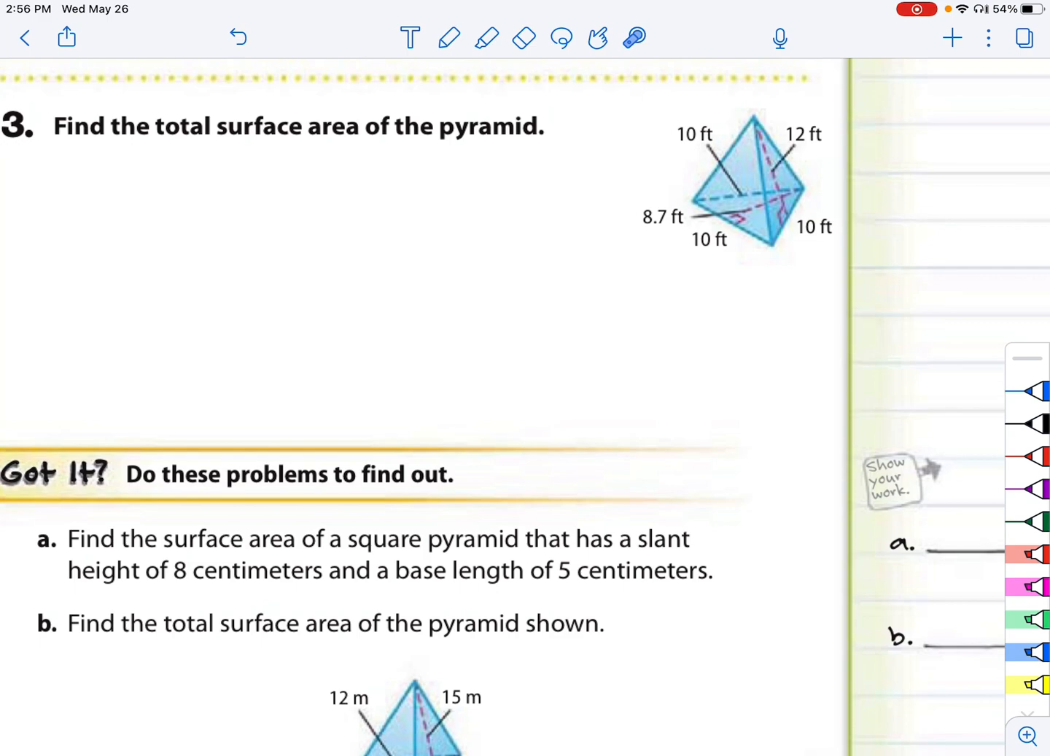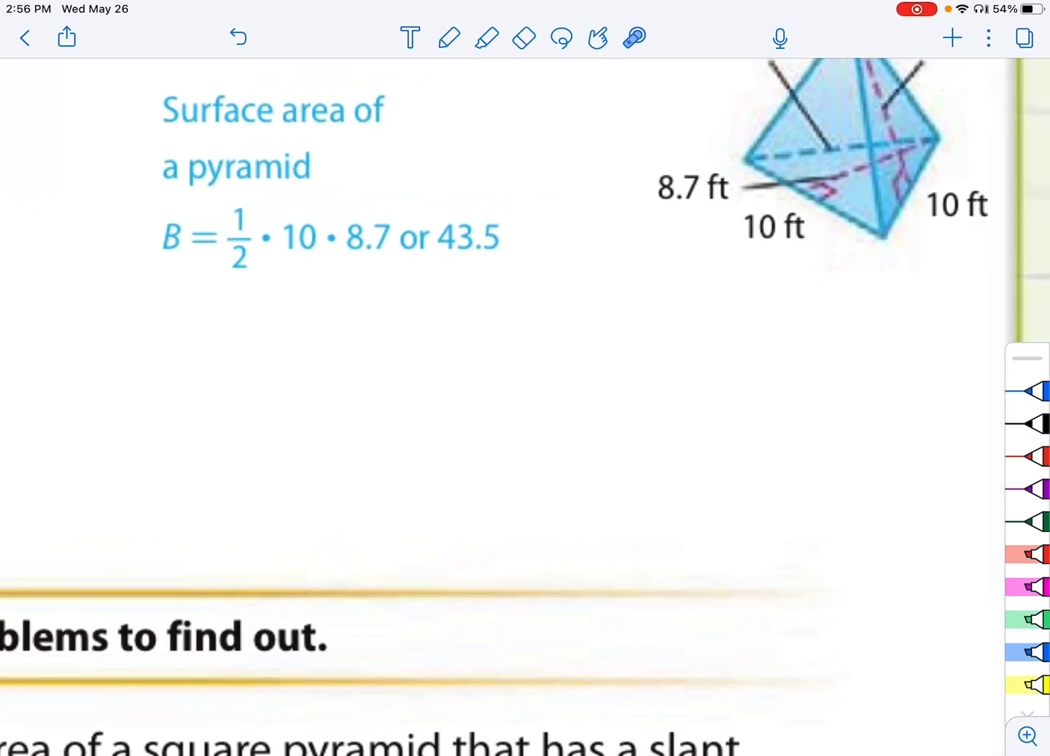So first things first, write down the formula. Base, capital B plus 1/2 times P times L, the surface area of our pyramid. Next, we substitute. Area of the base is 43.5. How is that? Because if you notice, we have a triangle as our base. This is our base.